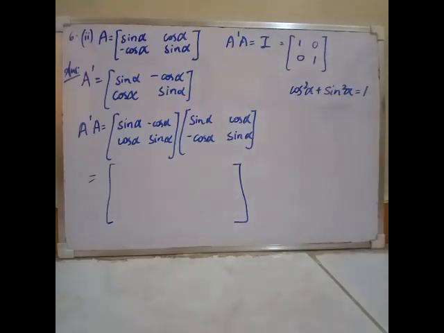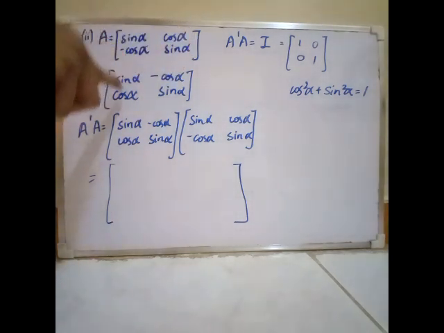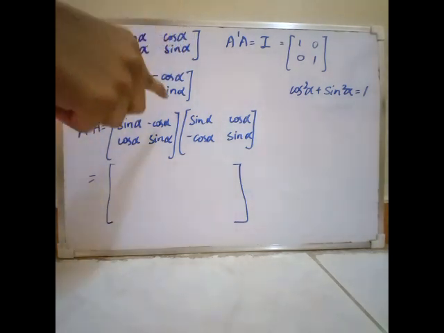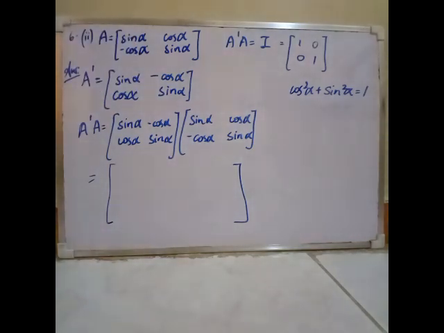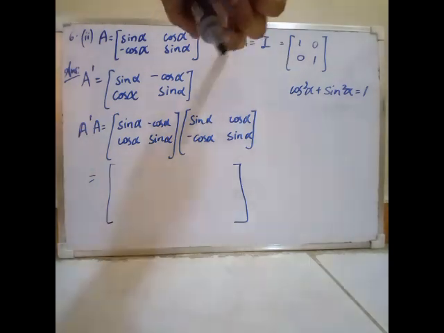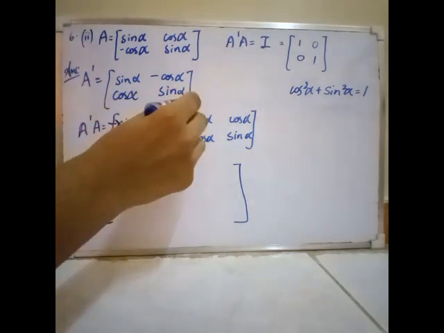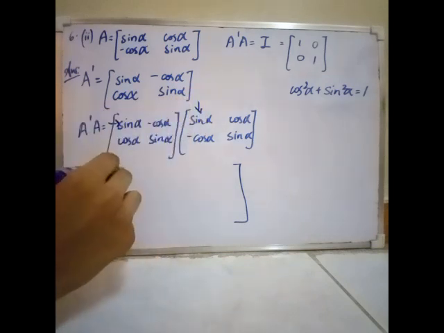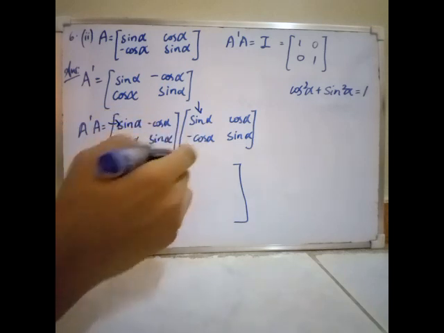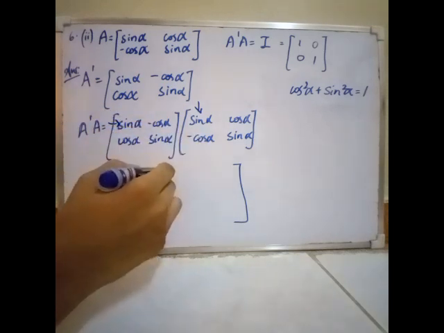So we have the second part of the question here. I have already found the A dash, the transpose, just the first row becomes the first column and the second row becomes the second column, right? Now we have to do the multiplication here, A dash A, for the left hand side of the question. So sine times sine, first row with first column, sine squared, minus cos times minus cos will be plus cos squared, right?